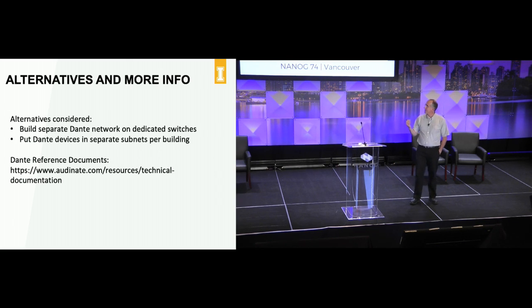And also, we could have made Dante subnets, one subnet per building, just kept it a layer 3 segmentation. The downside with that is then you want to do inter-building audio. Hey, here's some really expensive software you can buy that'll make that happen between subnets. Again, we wanted to go for the lower cost option than that and just keep it one flat VLAN around campus. And I just provided the Audinate reference link that has some of their reference details about this. So that's our story about P2P on the campus network.